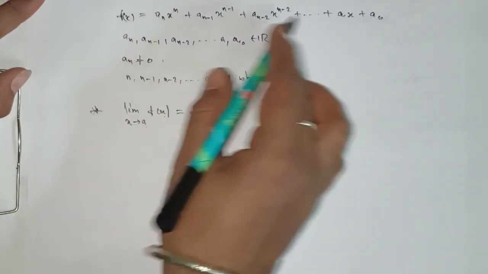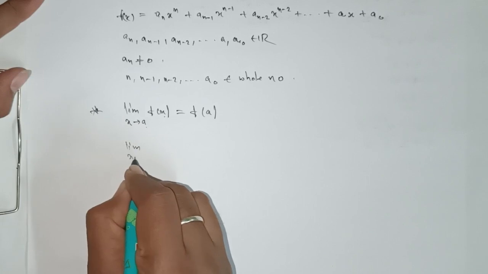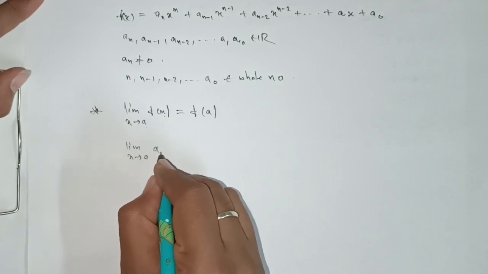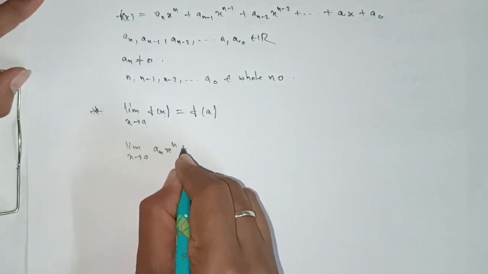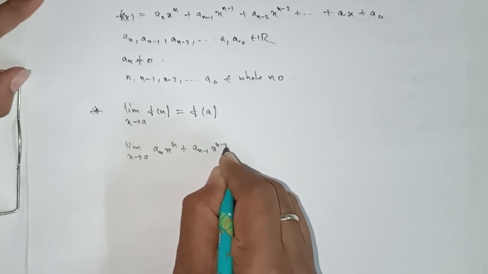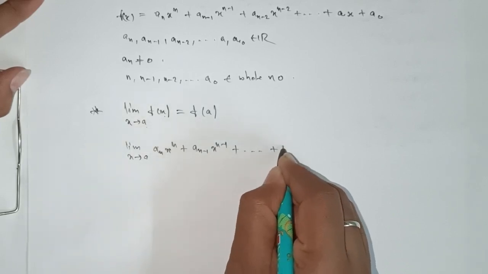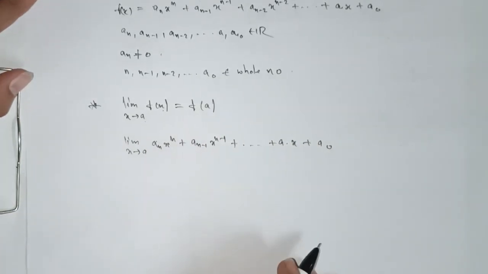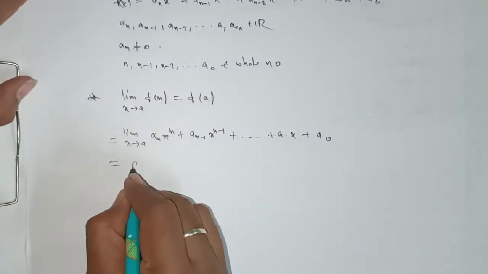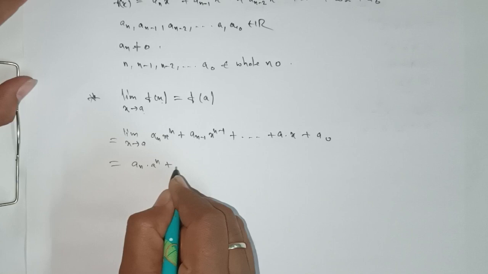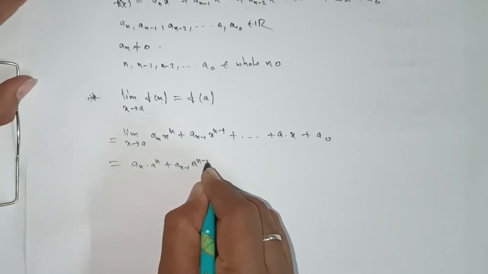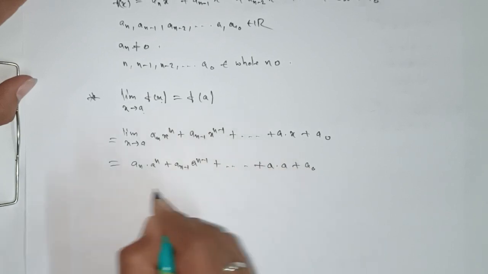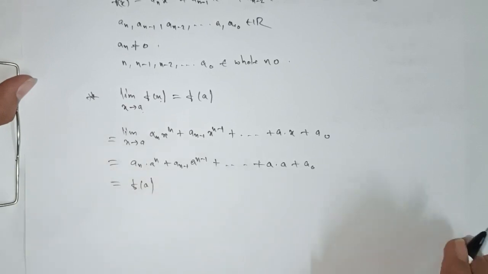For example, if I take this function, it can be written directly, if I substitute the value here, as a n into a to the power n plus a n minus 1 into a to the power n minus 1, and continuing like this, plus a1 into a plus a naught. This is nothing but the functional value.